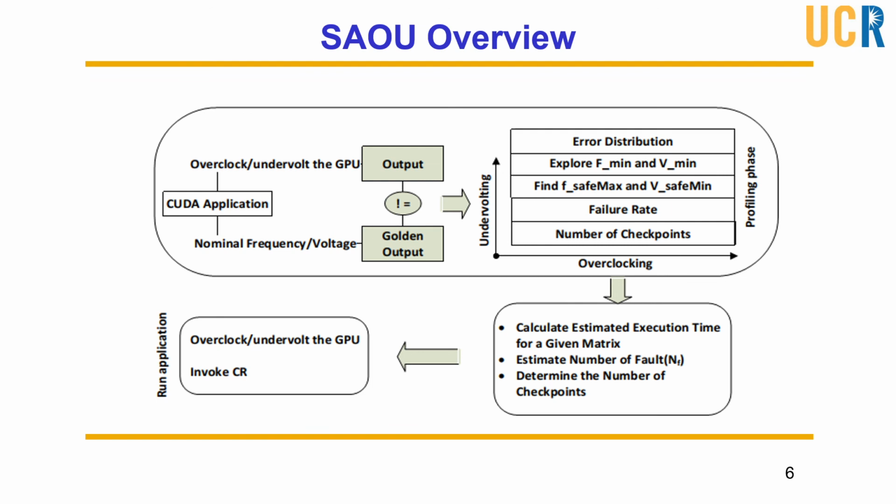As long as we only experience silent data corruption errors, which can be handled in application level, we increase the undervolting level. We do this until we observe other types of faults, such as segmentation faults, which cannot be handled in the application level. Similar to undervolting, we gradually increase the frequency of the GPU in steps of 25 MHz. We increase the frequency till we observe any other errors other than silent data corruptions. And then based on the failure rate model, we determine the number of checkpoints. This is the overview of SAOU framework.